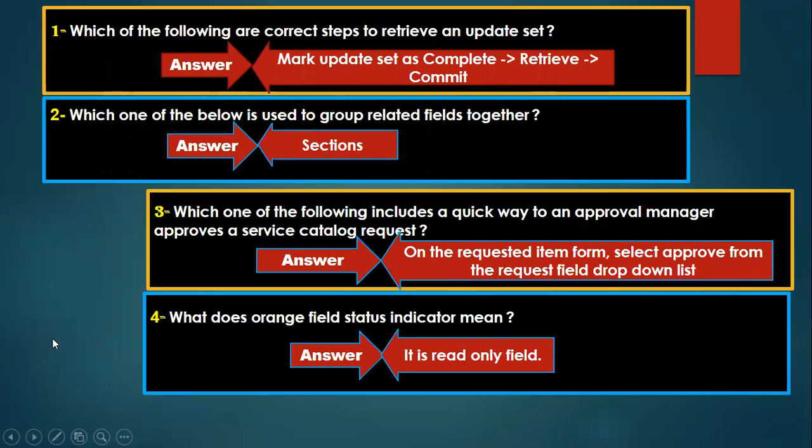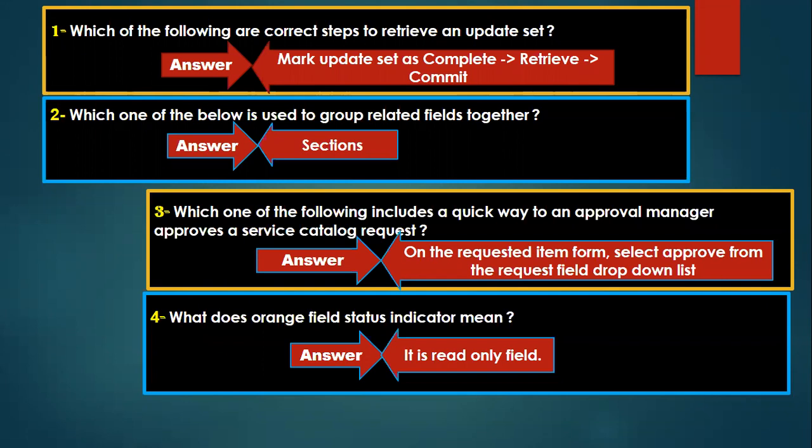Question number 1. Which of the following are correct steps to retrieve an update set? Mark update set as complete, retrieve, and then commit. That is the whole answer. Moving toward question number 2.